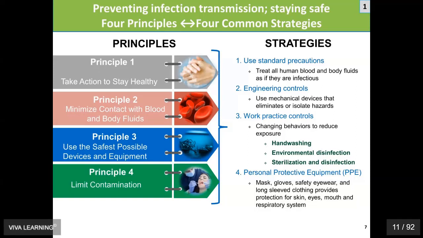Engineering controls, again, mechanical devices, anything that can make an office safer. And this is something that your sales rep can certainly help you with. Work practice controls, that just means behaviors, like, for example, washing your hands, environmental disinfection, sterilization and disinfection, and just some common sense things like not eating and drinking in clinical areas, not bending or recapping needles with 2 hands. And personal protective equipment, one of the most important ones, things like mask, gloves, safety eyewear, which should be worn at all times, long sleeve clothing. These are all things that can make the workplace safer.